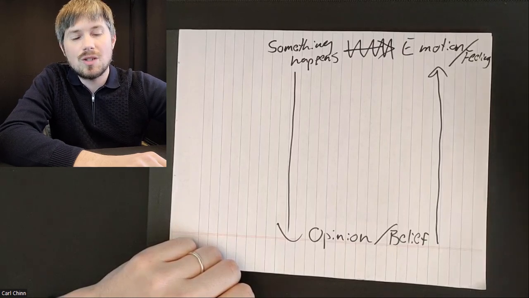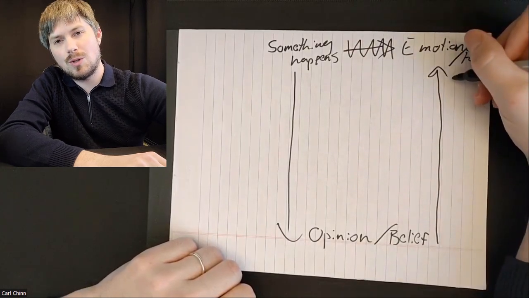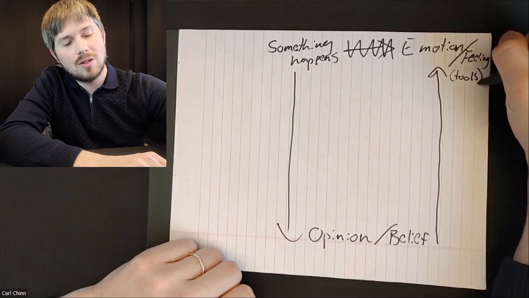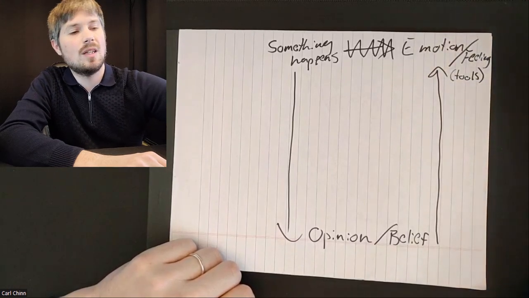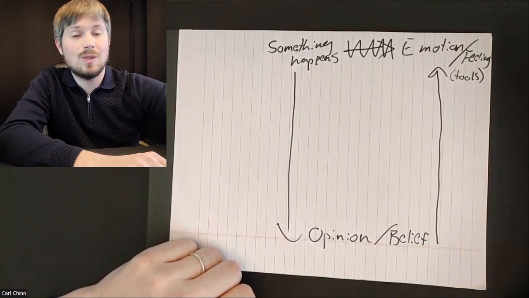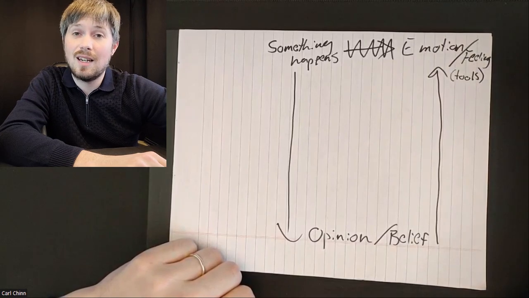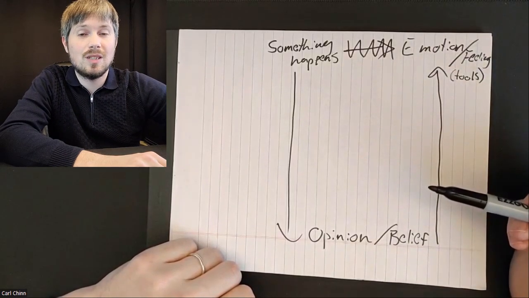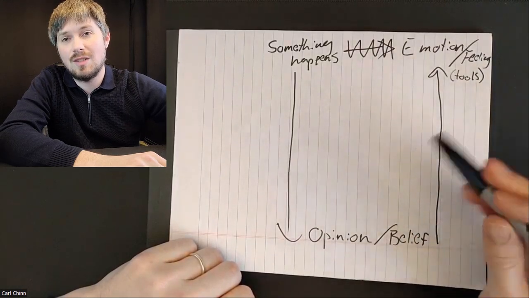Instead, we want to try to see that emotions are a neutral force in our life, and that in general, they fit under the tools category. It's an important distinction because the tool itself is inherently neutral. My pen here is a really cool tool that helps us to talk about a whole bunch of different things.